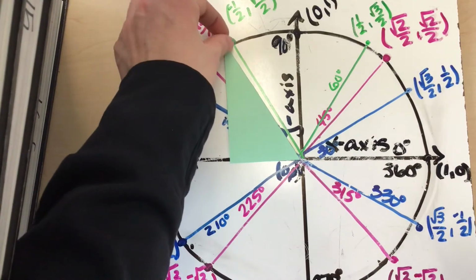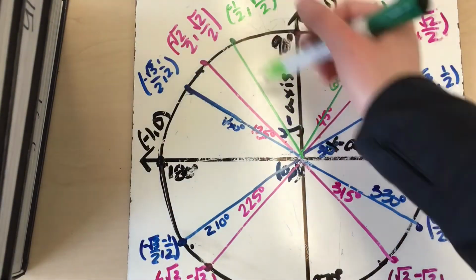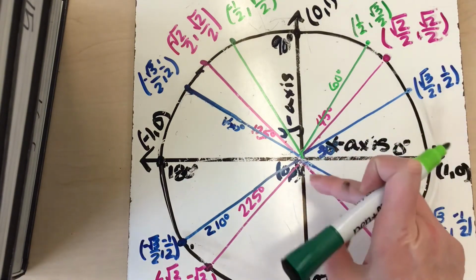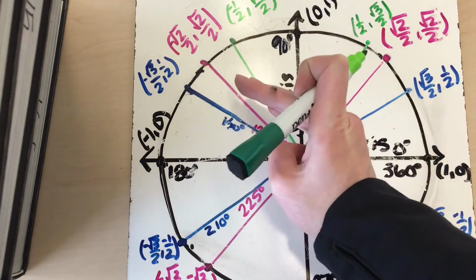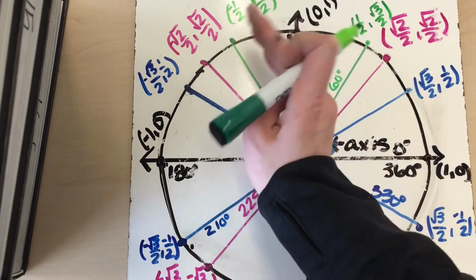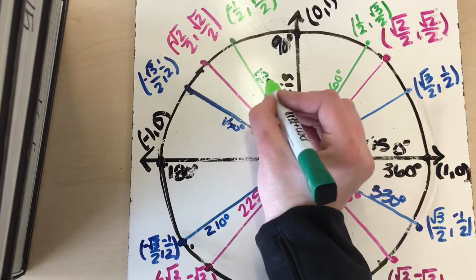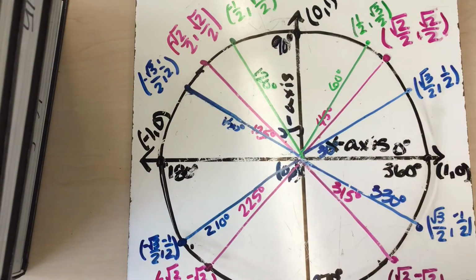Now, the trick here comes with what degree measure our leg should be. You can think of this in two ways, right? Either it's 60 less than 180 or it's 30 more than 90. Either way, you would get that this is 120 degrees.